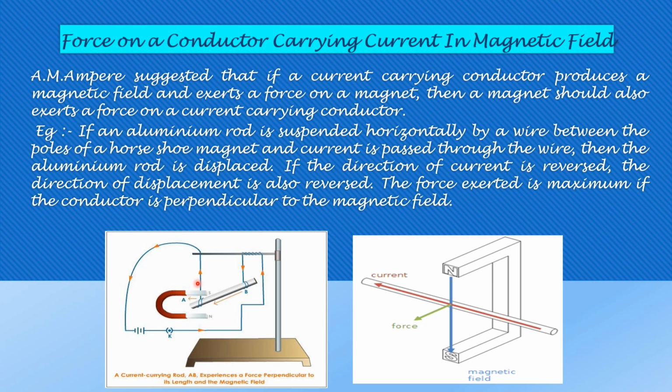If an aluminium rod is suspended horizontally by a wire between the poles of a horseshoe magnet, then current is passed through this wire. Then the aluminium rod is displaced to some extent. If the direction of the current is reversed, the direction of the displacement is also reversed.